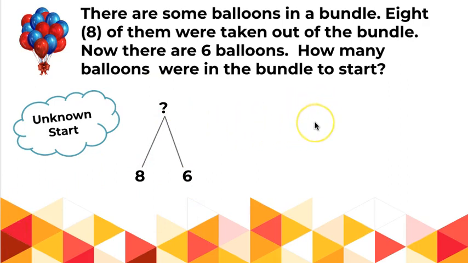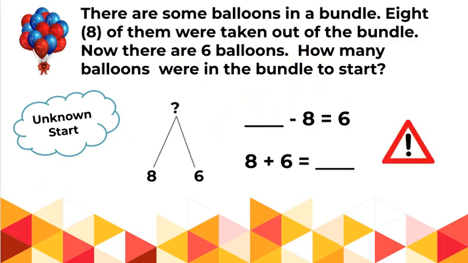When I build an equation, one strategy I use is just to build the equation to start exactly the way the problem states it. So I'm going to build that equation with you. I had some balloons in a bundle. I subtracted 8 balloons, and I ended up, or equaled, the result is 6. Something minus 8 equals 6.